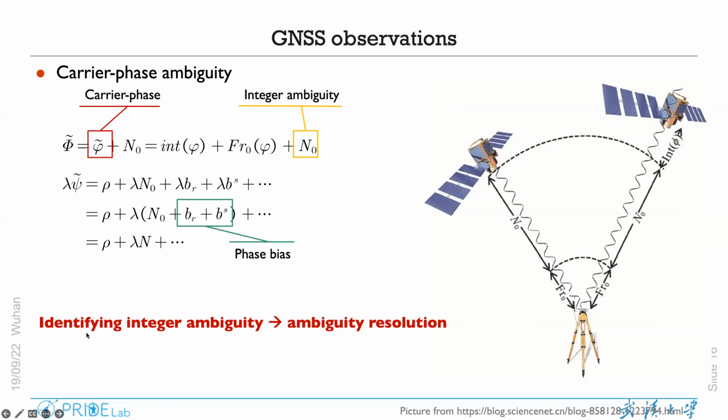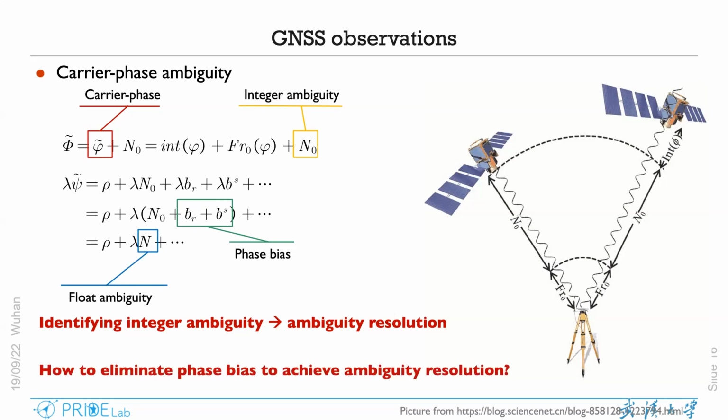We call identifying the integer ambiguity the ambiguity resolution. This is the basic concept, because we are going to use the term ambiguity resolution a lot in our later slides. The main focus of this slide is how to eliminate the phase bias to achieve ambiguity resolution and recover the integer property. So we need to separate the BR and BS terms from the N0 terms to recover the integer property of N0.